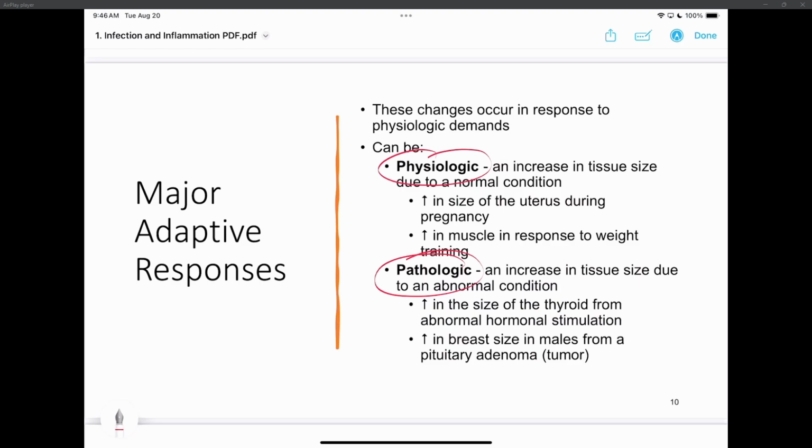Increase in breast size in males due to tumors. Okay, pituitary tumor. Let's go back to physio and review. What hormone in the pituitary is going to cause increased breast tissue in males? Prolactin. Remember, what does prolactin do? Milk production. You're going to have to get bigger glandular tissue to provide milk function. So in men who have pituitary adenomas, they get growth in breast tissue.